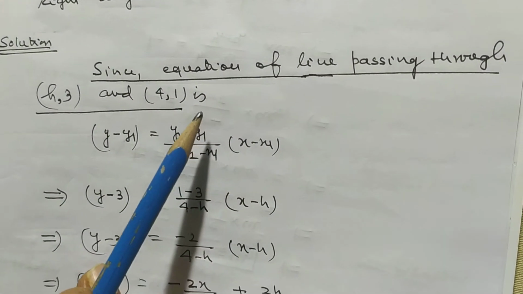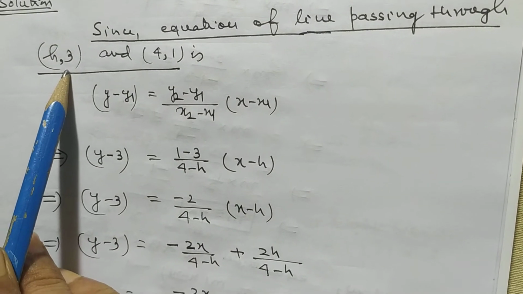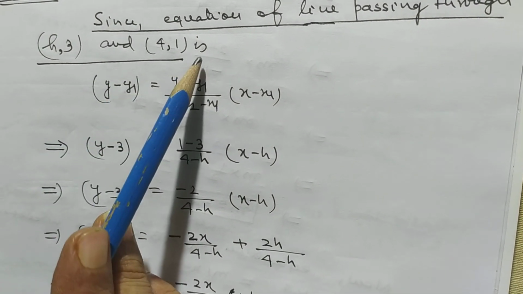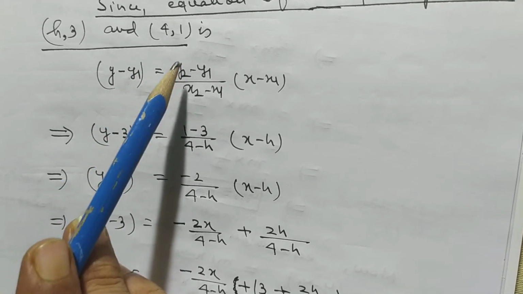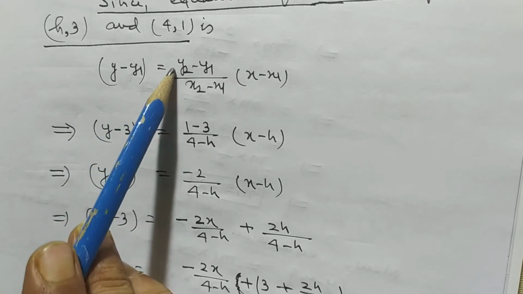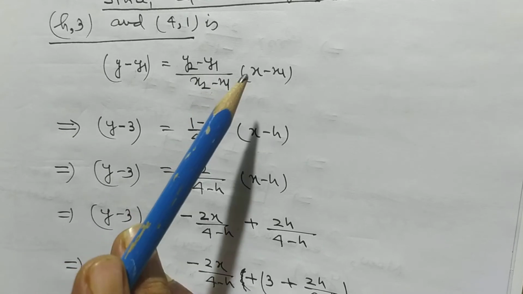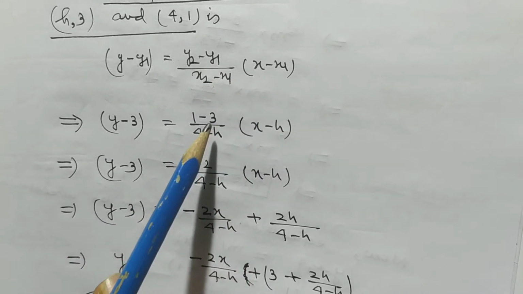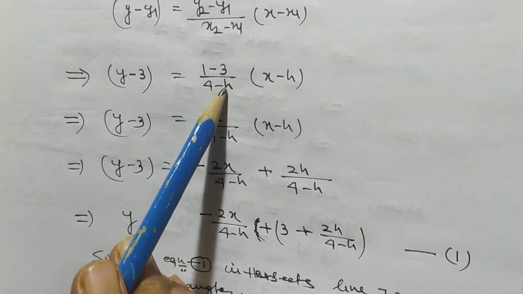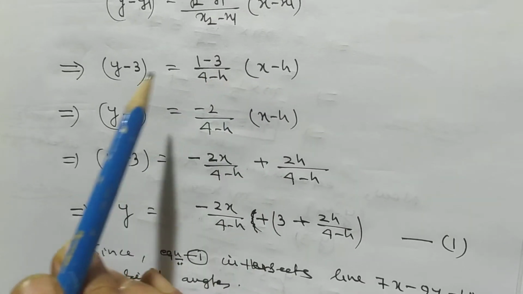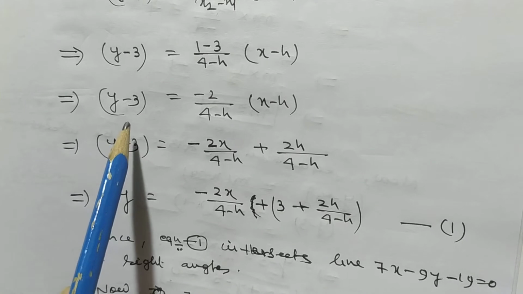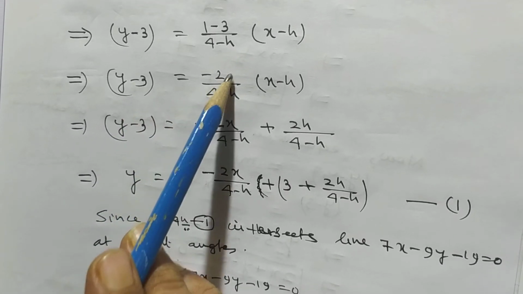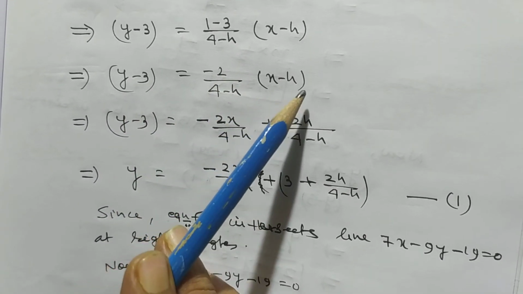Since equation of line passes through h, 3 and 4, 1, here we apply equation of line passing through 2 points. Y minus y1 is equal to (y2 minus y1) by (x2 minus x1) into (x minus x1). That is 1 minus 3 by 4 minus h, x minus h, and here is y minus 3. After simplifying it, y minus 3 is equal to minus 2 by 4 minus h, x minus h.